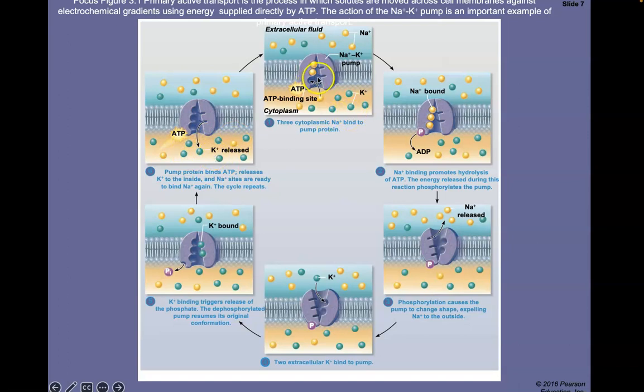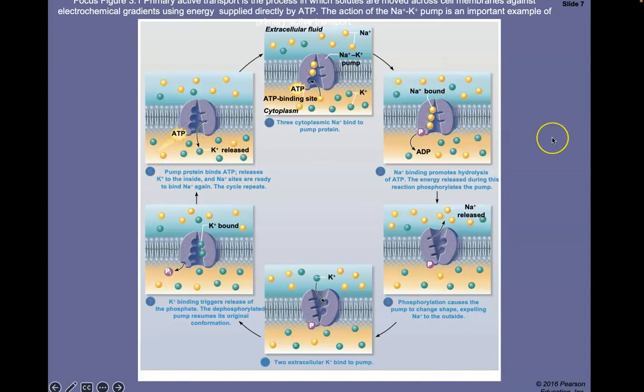So again, we're going to be binding 3 sodium, okay? And then with the help of ATP, pop, releasing the 3 sodium out of the cell, then binding the 2 potassium, then pop, undergoing that conformational change, okay, when it releases the phosphate, and bringing those potassium inside, okay?